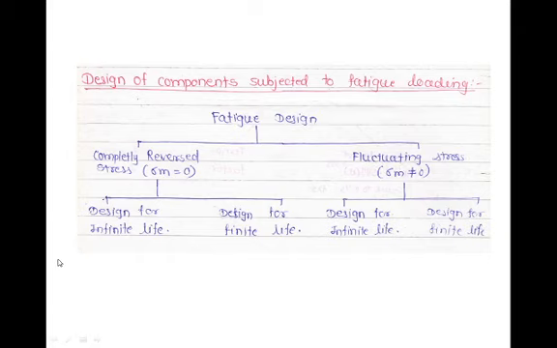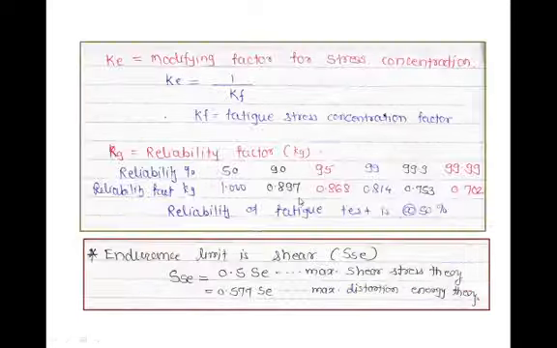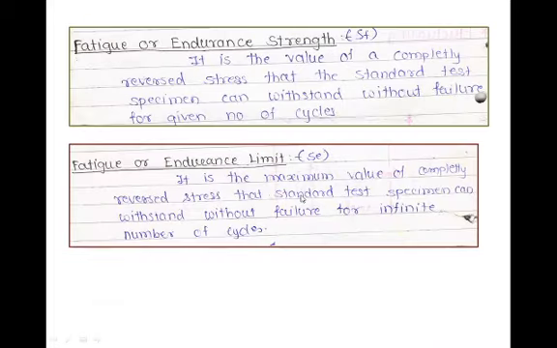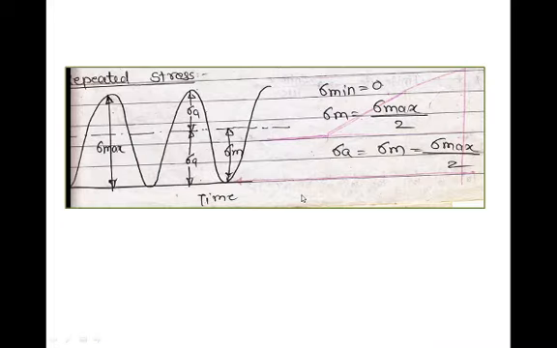Then it is further classified into design for infinite life and design for finite life, and the same is the case for fluctuating stresses. Now let us revise the terminology of completely reversed and fluctuating stress. Let us go through that terminology one by one.